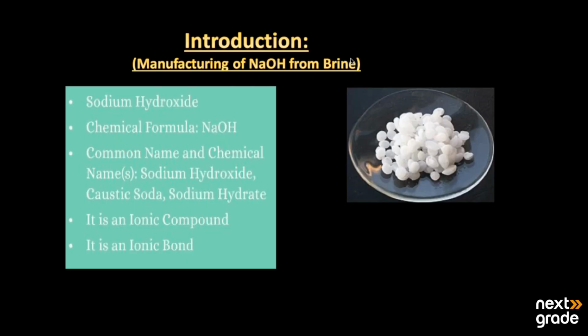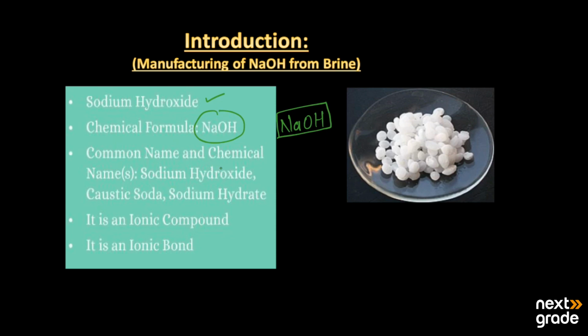So the topic we will discuss today is the manufacturing of sodium hydroxide from brine. Basically, here we are going to learn about sodium hydroxide preparation. First of all, you must know the main properties of sodium hydroxide and what it is in reality. Its chemical formula is NaOH, in which one sodium combines with the hydroxide ion, making up sodium hydroxide.